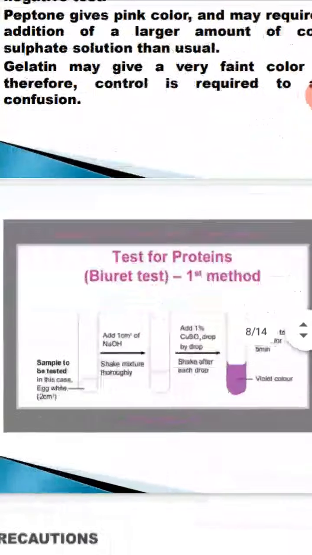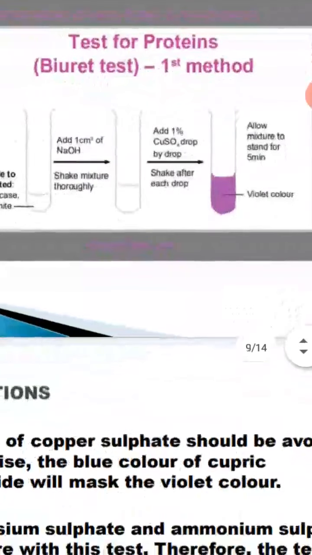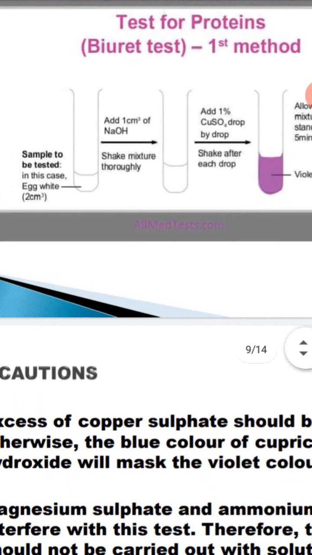Now you can see in the diagram very well how it is marked. We have taken the sample and then added NaOH. After that we add copper sulfate solution drop by drop, we are shaking, and then we are getting a violet color, which is a confirmatory test for proteins. So this confirms that protein is present in the solution.